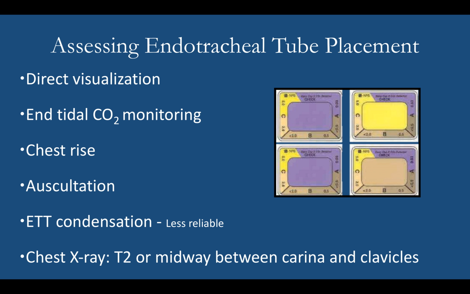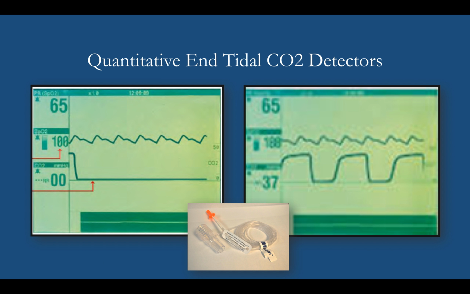Once the tube is in, you need to make sure that you have actually got it in. You may see direct visualization of the tube passing the vocal cords. You can use an end-tidal CO2 monitor, either the one shown here or continuous monitoring. You can look for chest rise on bagging. You will auscultate bilaterally. You will look for endotracheal tube condensation, although this is not very reliable with gastric secretions. Finally, you're going to get a chest x-ray, and you're going to look to make sure the endotracheal tube is around T2 or midway between the carina and the clavicles.